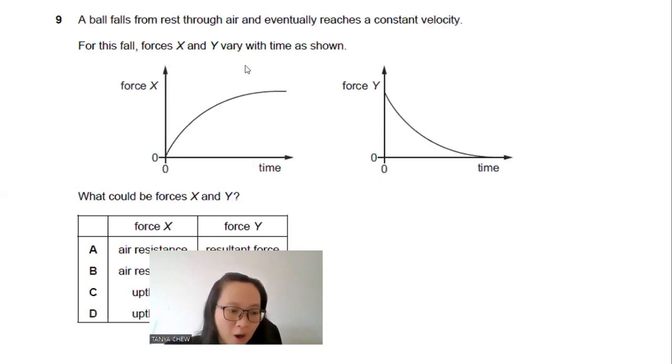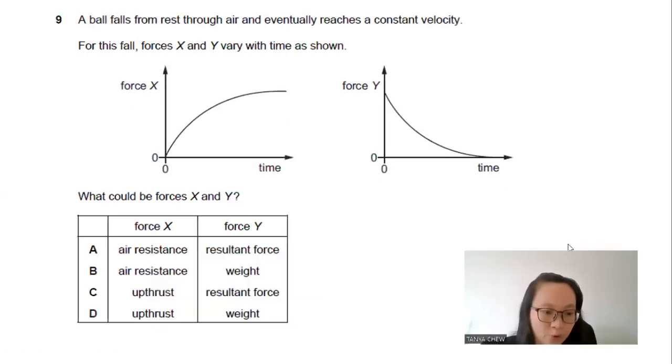Question number 9. A ball falls from rest through air. This is air resistance, definitely, and it eventually reaches a constant velocity, which is related to terminal velocity, if you remember. For this fall, the forces X and Y vary with time as shown. What could be forces X and Y? When you look at this graph here, you could see that this is a graph of terminal velocity. Terminal velocity is the maximum velocity achieved by an object. In this case, it is the maximum velocity achieved by the ball when the weight of the ball is being offset by air resistance.